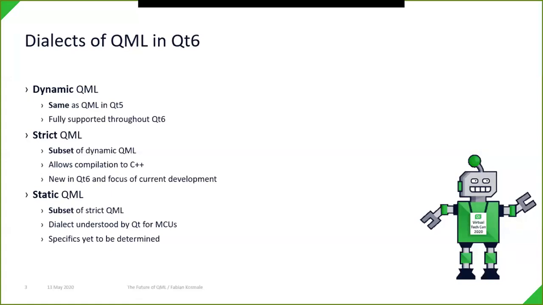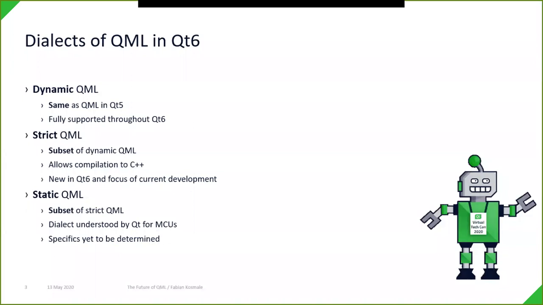What will be new is the next dialect, which is strict QML. And that will be a subset of dynamic QML with the goal to allow compilation to C++. And that's currently our active focus for the Qt 6 development. Lastly, there will be static QML, which is an even further subset of strict QML. And you might already have heard of it because that's basically the part of QML which is available in Qt for MCUs. And for this talk, we won't really talk about that one because it's more a job for the Qt for MCU team.